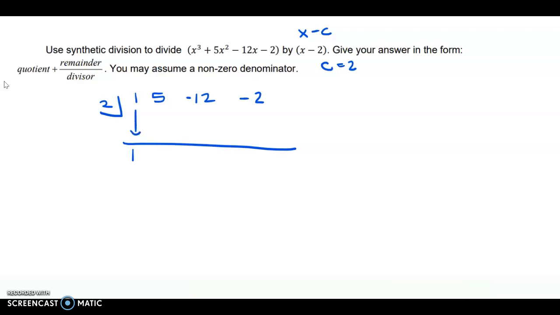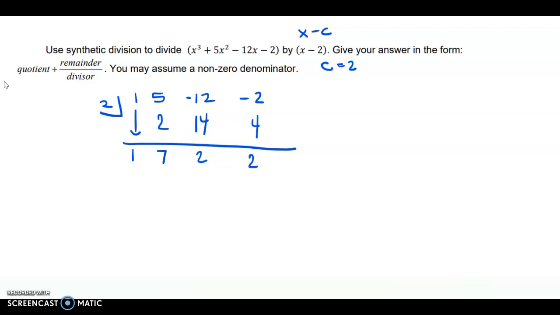2 times 1 is 2, 5 plus 2 is 7. 2 times 7 is 14. 14 plus negative 12 is 2. 2 times 2 is 4. Negative 2 plus 4 is 2.